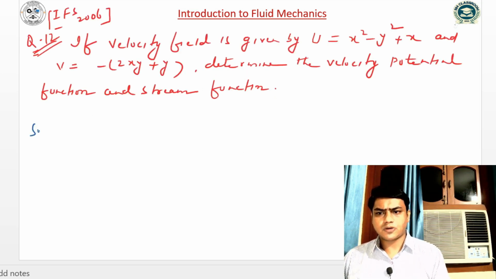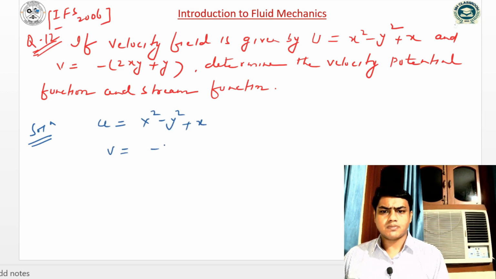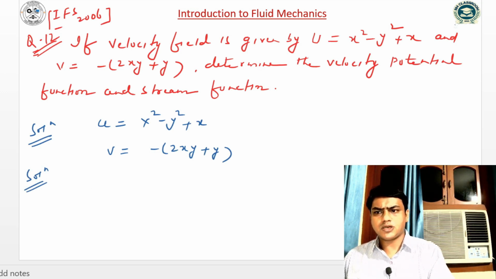So let us take another problem. The velocity field is given as u equal to x square minus y square plus x, and v equal to minus twice xy plus y. Determine the velocity potential function and stream function. For velocity potential, firstly we have to check whether flow is possible or not, so the continuity equation must be satisfied.